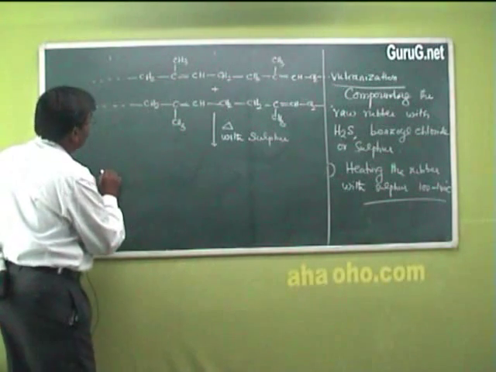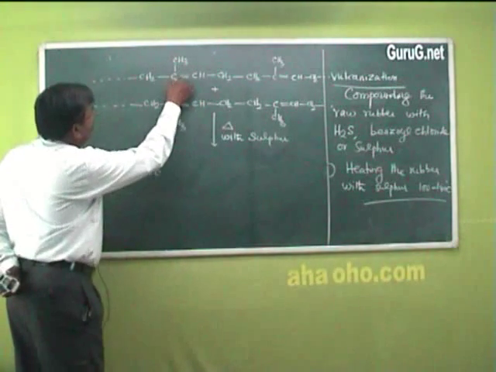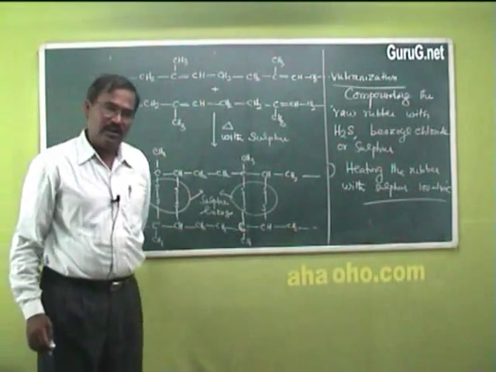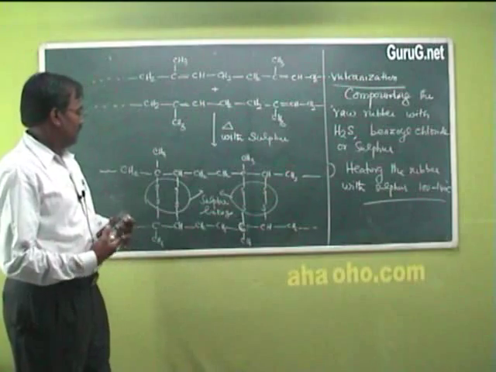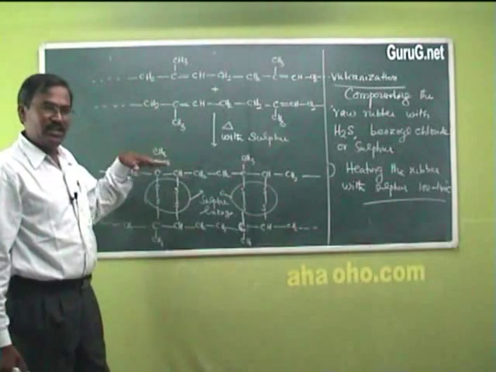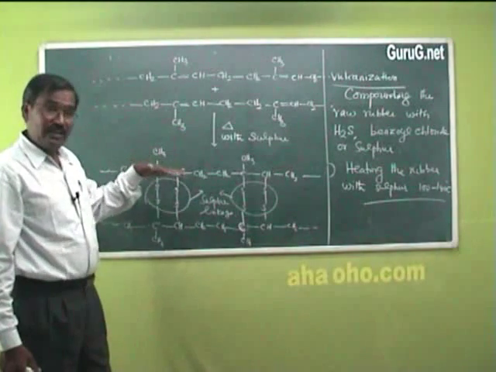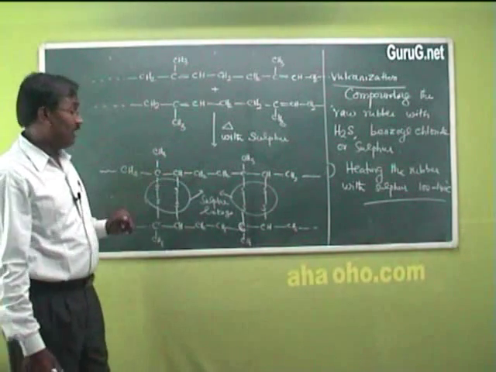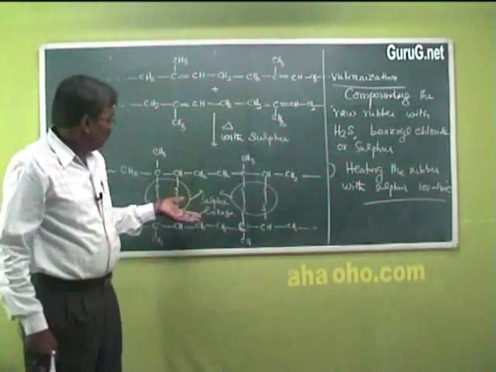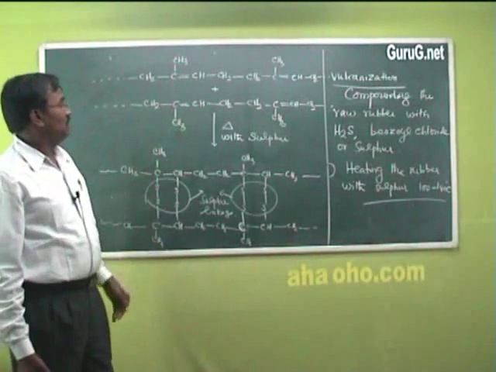See, the structure of the vulcanized rubber remains like this. Between these two, the sulfur linkage, called the sulfide linkage or sulfur cross link, is tying the chains together so that the material does not undergo any deformation. Mechanical strength increases, water absorption ability decreases, and the rate of elongation decreases. Here the elongation is more because the chain can move, but here the chains are tied down one over the other, so the elongation is very much reduced.